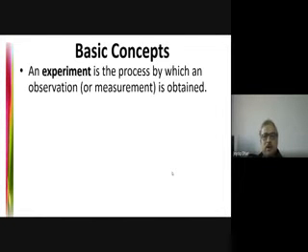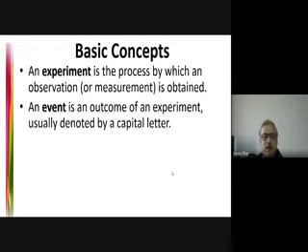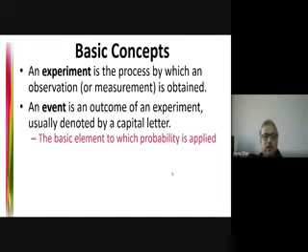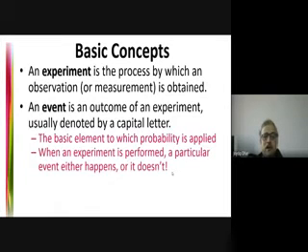Now I start with some very basic concepts. An experiment is a process by which an observation is obtained. An event is an outcome of an experiment, usually denoted by a capital letter: event A, B, C, D. In statistics, we use capital letters for events, the basic elements to which probability is applied. When the experiment is performed, a particular event either happens or it does not happen.